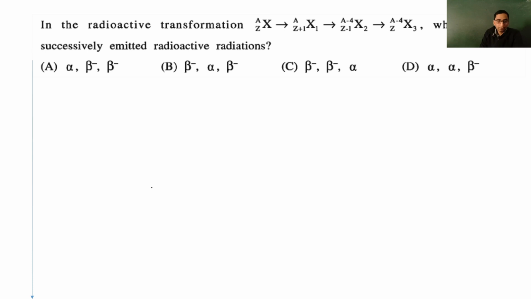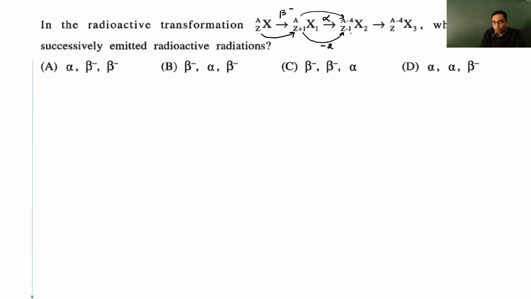Moving on to the next question. So here Z turns into Z plus 1. So there is an increase in the atomic number. So beta minus is released. Again, Z plus 1 to Z minus 1. That means there is a reduction of 2 in the atomic number and the mass number decreases by 4. So definitely this is an alpha particle.